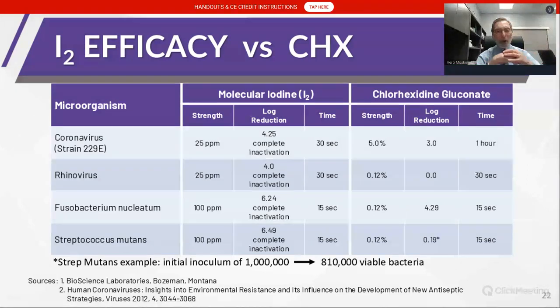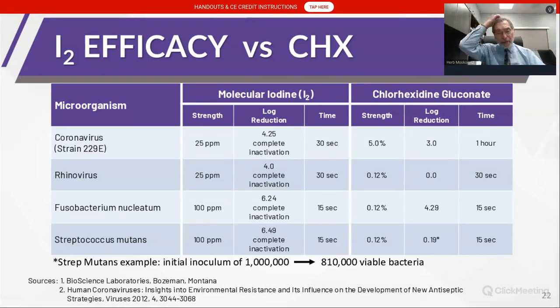Yet, a 25 part per million molecular iodine solution, which, by the way, is 1/4 the strength of the molecular iodine oral rinses which are available, in 30 seconds completely wiped out rhinovirus. For Fusobacterium nucleatum, which chlorhexidine gluconate had a very respectable 4.29 log reduction after 15 seconds of exposure, molecular iodine was 100 times more effective. In the same time frame, 15-second complete inactivation with a 6.24 log reduction.